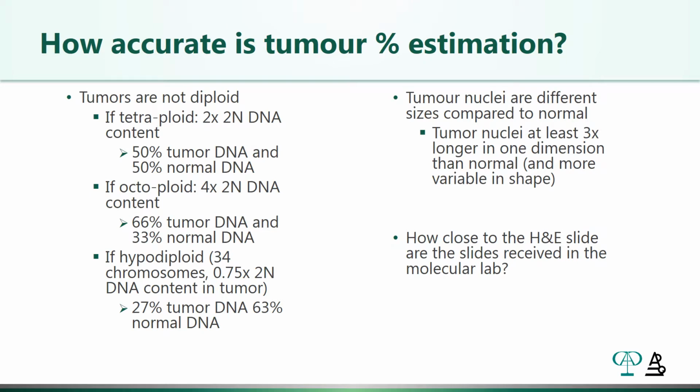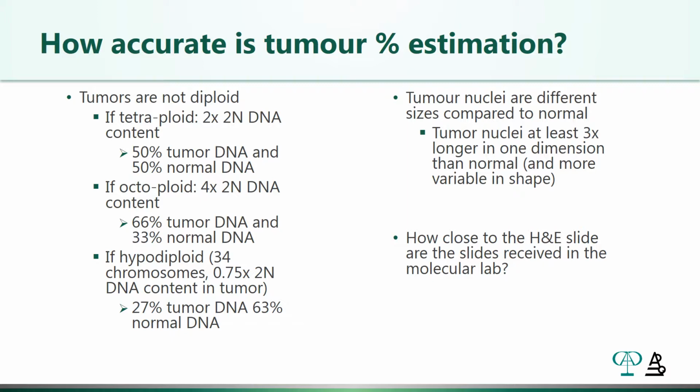However, it's important to note that this sort of estimation, the eyeball estimation, is often not going to be particularly accurate, not through any fault of the pathologist, but just by the fact that tumor cells are not usually diploid, and therefore you can see the calculations as what happens if that tumor cell is not diploid in terms of our estimation of how much of the DNA is actually coming from a tumor. It's also true that tumor nuclei tend to be different sizes compared to normal, and that does sometimes lead to a misrepresentation of the percent of tumors. The other question is how close the H&E slide from which the estimation is being made is to the sections that are actually received in the molecular lab.